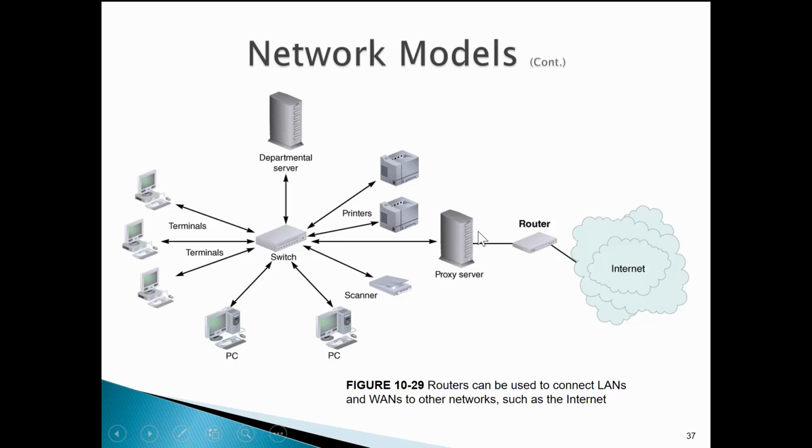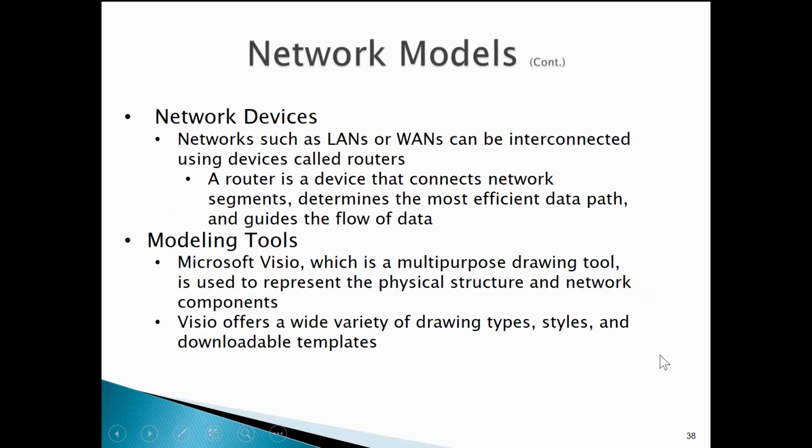So pretty standard model here. We'd add some redundancy. We have some sort of proxy server firewall that would secure this information and only release to the internet or only accept from the internet specific ports, specific rules for data that we allowed to transfer in and out of our network. So network devices, networks such as LANs and WANs, can be interconnected using devices called routers. So that's what we were talking about here.